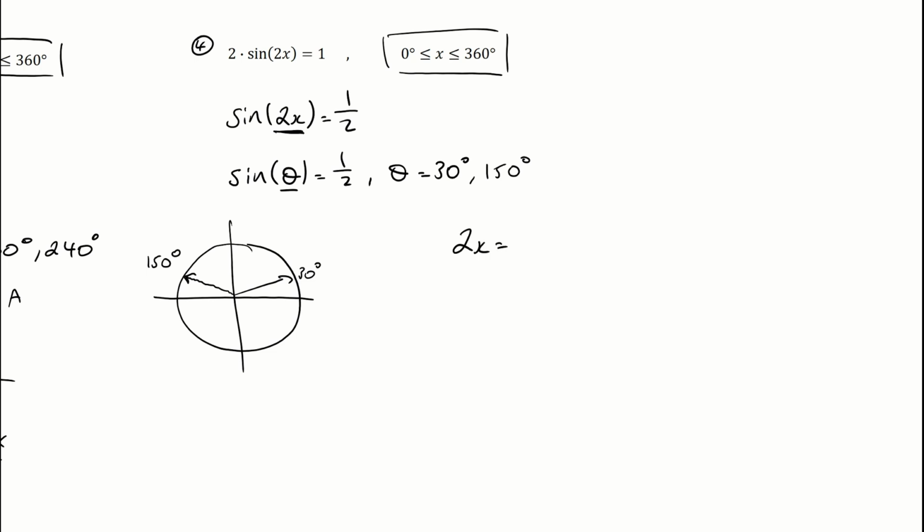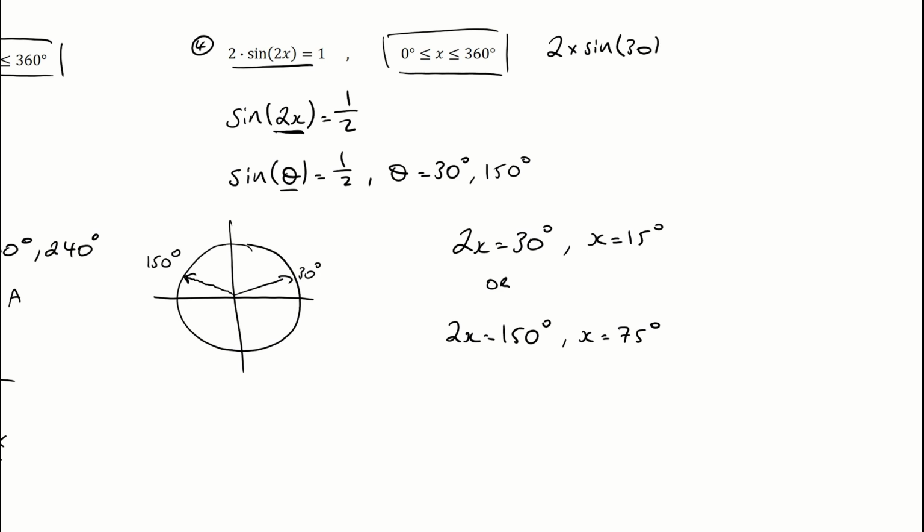However, the trick to this question is instead of just a theta, I've actually got 2x here. So I need 2x to be 30 degrees, or I need 2x to be 150 degrees. So if I solve those equations, x needs to be 15 degrees or x needs to be 75 degrees. And you can check that, because if we put x is 15 degrees back into here, we should see that that equation works. So 2 times the sine of, now 2 times 15 is 30, is equal to 1. So 2 times, well, sine of 30 is a half, and that holds. 2 times a half is 1, so 1 is equal to 1. So these are 2 correct solutions.